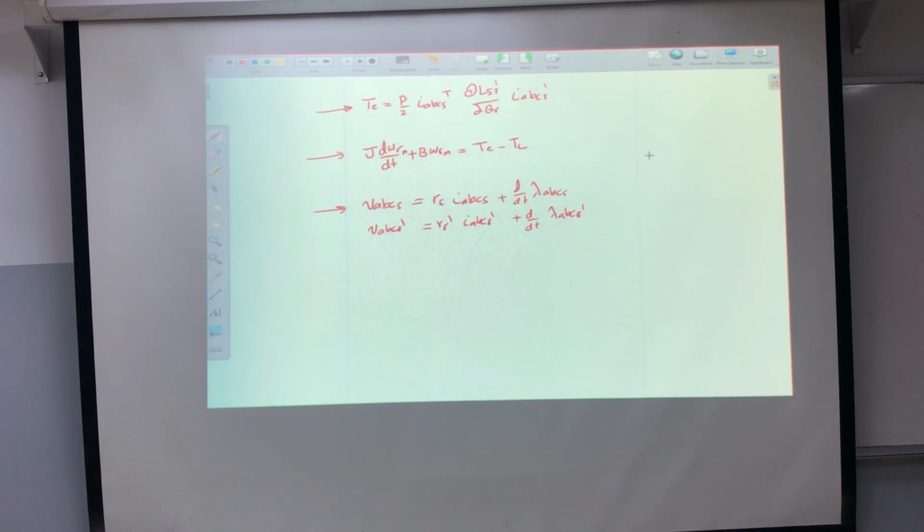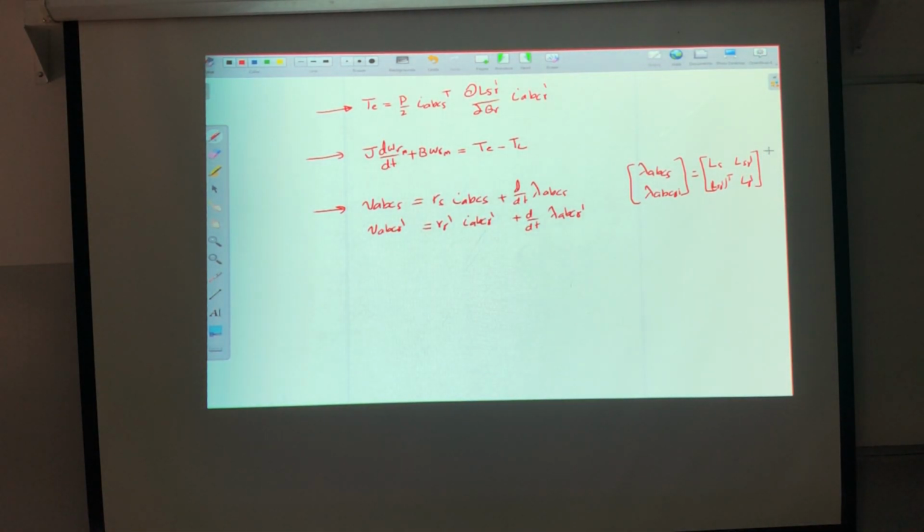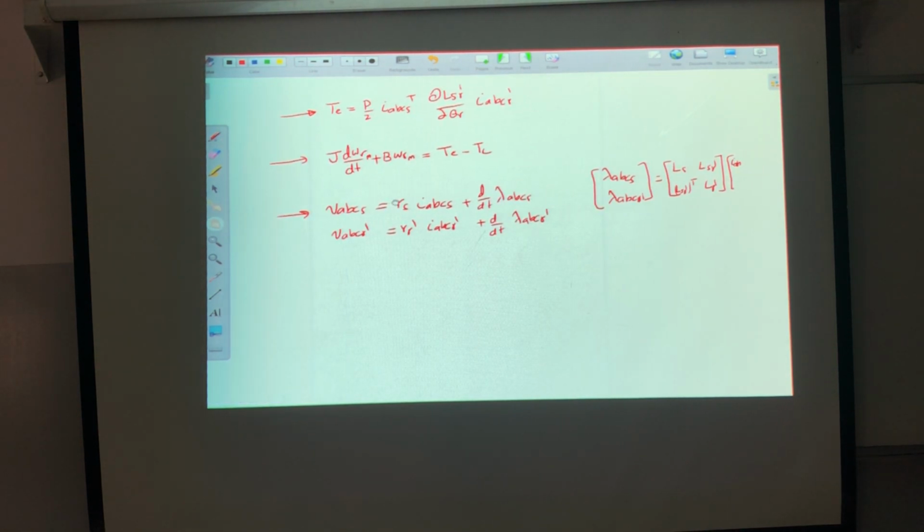And we found a relation for the flux linkage, lambda ABCS, lambda'ABCR. For a linear magnetic circuit, we said that this is LS, this is L'SR, this will be the L'SR transpose, and this will be the L'R. And here I'm having the currents, which are iABCS and i'ABCR, correct? So this is the complete mathematical model.